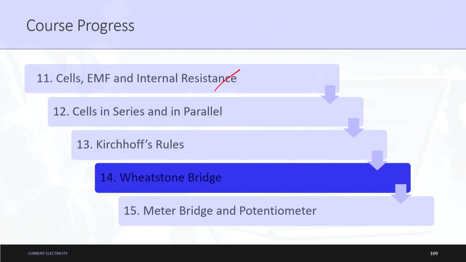EMF is nothing but the potential difference, which is also called the electromotive force. Please make sure electromotive force is not a force, it is a potential difference. The next is cells in series and parallel. Then the Kirchhoff rules were explained in the starting of this part, in this lecture 6 part 1. And finally, Wheatstone bridge is done, and today we started with the meter bridge. After the meter bridge is done, there will be an example, and after that the potentiometer will be explained, and after the potentiometer your complete current electricity chapter is done.